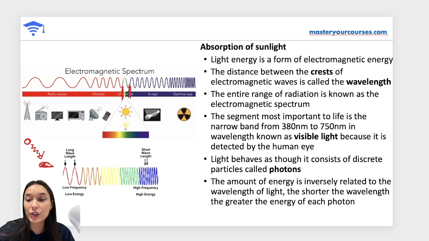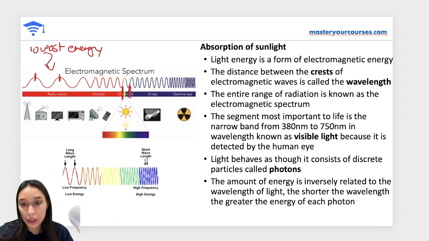Now, the amount of energy is actually inversely related to the wavelength of light. The shorter the wavelength, the greater the energy of each photon. So, the longer the wavelength, the smaller the amount of energy. So, the ones over here with really long wavelengths, so radio waves, are actually the lowest. So, they have the lowest frequency, so lowest energy.